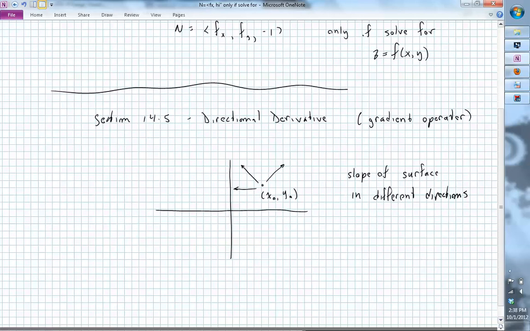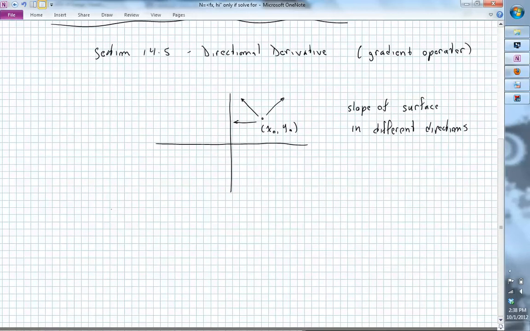All right, let me motivate this a little bit. What we're going to be interested in is a direction. So you're going to be given a direction, u, and a location, x naught, y naught. And this is kind of in the XY plane. So we're going to be given a direction, u, and a location, x naught, y naught. And what we want to know is how the surface is going to change, or what's the slope of the surface in that direction. This is very different from Calc 1.